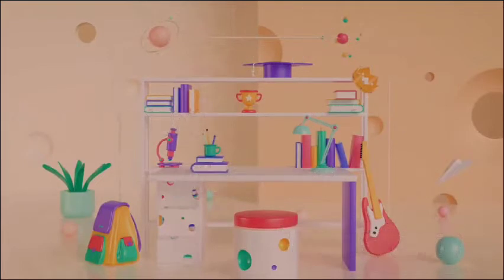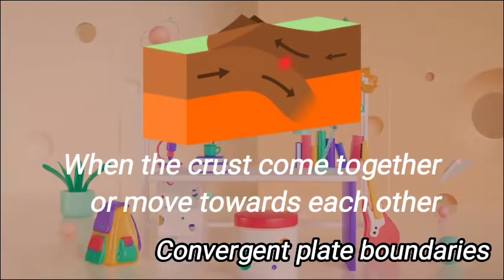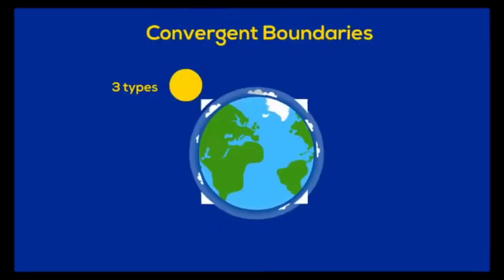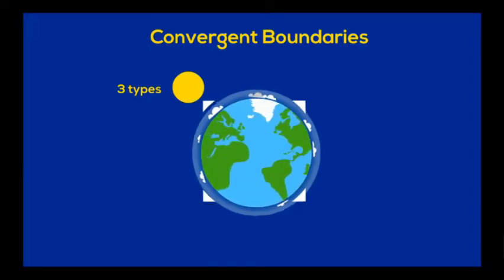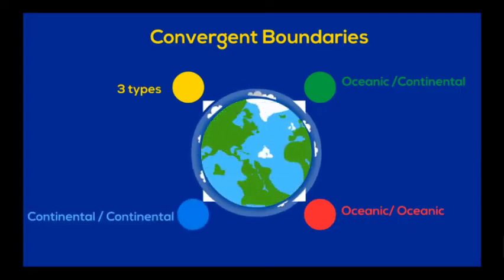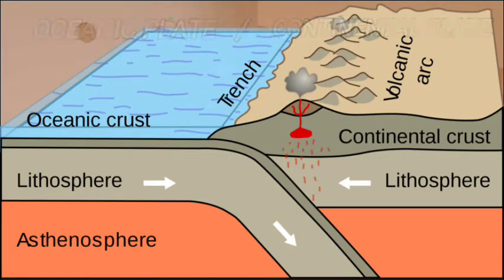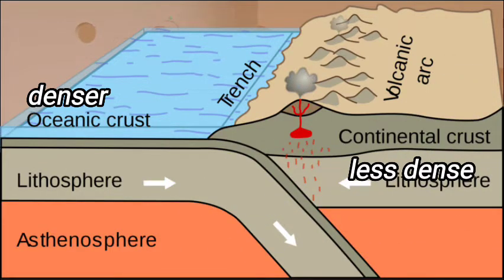Let's first identify what we call convergent plate boundaries. Convergent plate boundaries is when the crusts come together or move towards each other. There are three types of convergent plate boundaries. We have oceanic to continental convergence, oceanic to oceanic convergence, and continental to continental convergence. Oceanic to continental plate. This happens when the denser oceanic plate collides with the less dense continental plate.